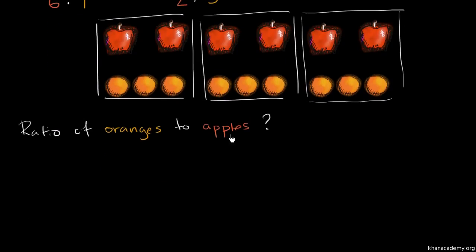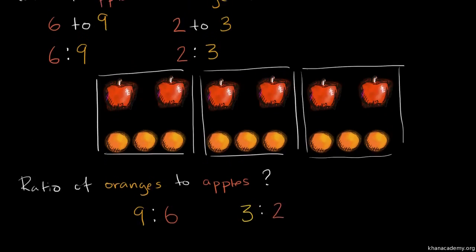Here we have 9 oranges for every 6 apples. So we could say the ratio is going to be 9 to 6. Or if we want to reduce it, we're going to divide this by 3. So for every 3 oranges, we are going to have 2 apples.